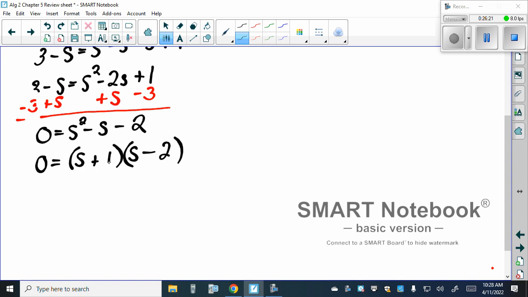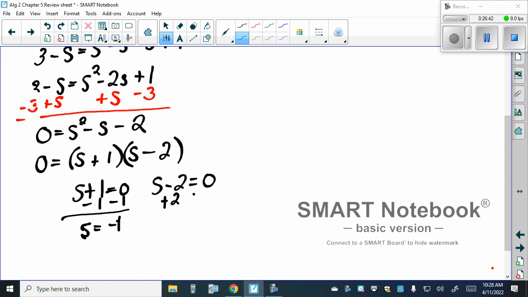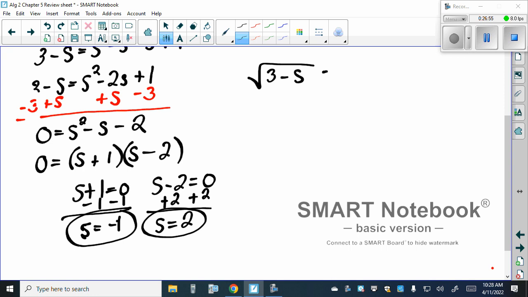And anytime we have 2 or more things multiplied together to equal 0, one of them has to be 0. So either s plus 1 is 0 or s minus 2 is 0. So either s is equal to -1 or s is equal to 2.